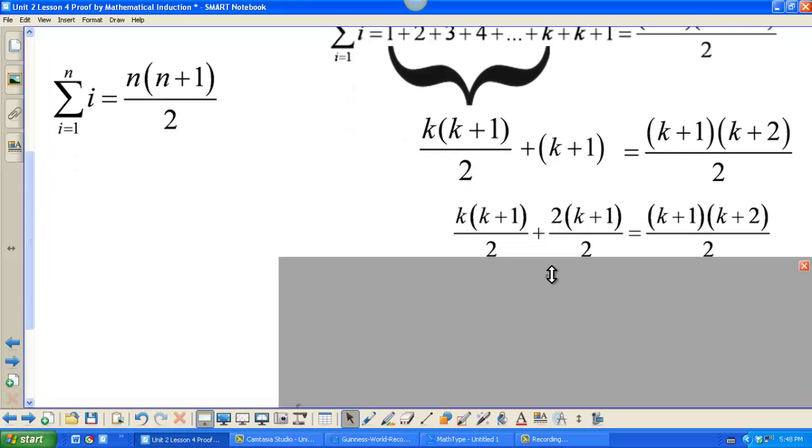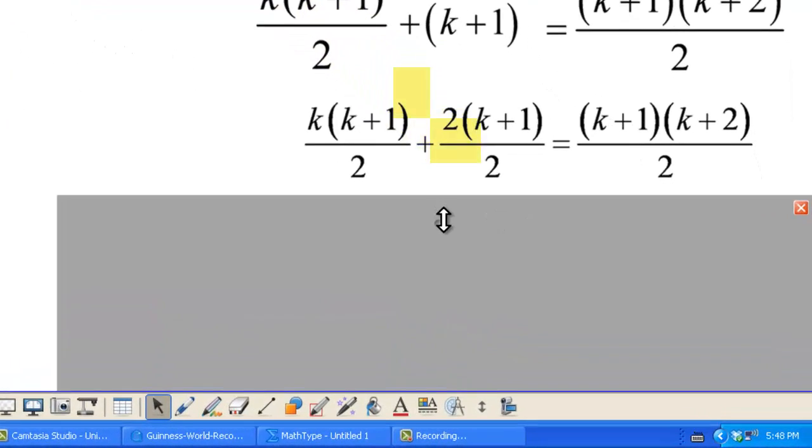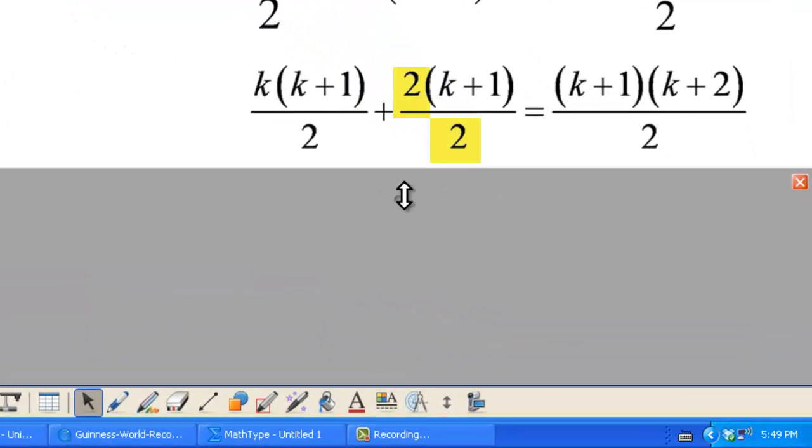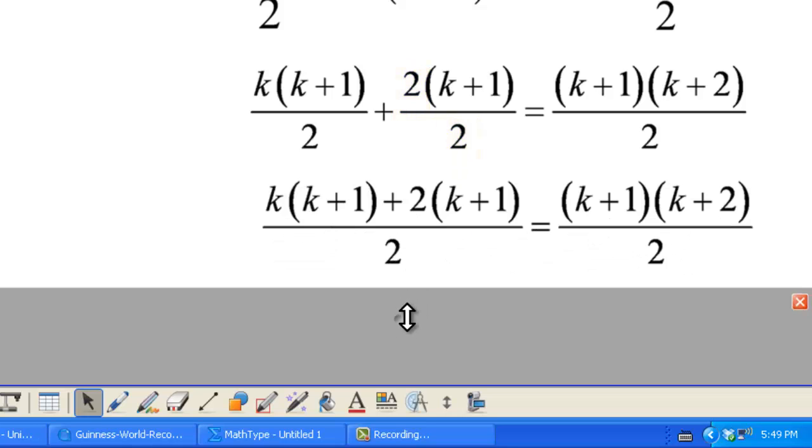Now I can get a common denominator. K plus 1 can have a common denominator of 2 because 2 over 2 is 1, and if I multiply any expression by 1, it stays its value. In the next step, I put the left-hand side as one fraction. And notice how each term has k plus 1 in common.